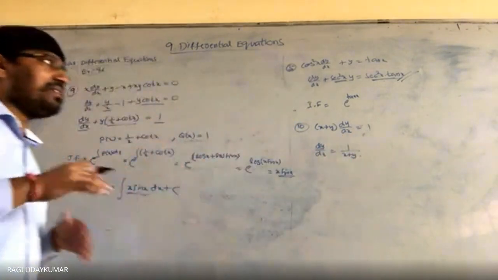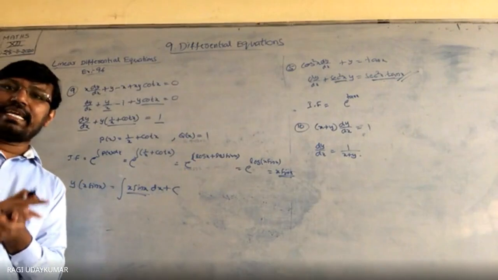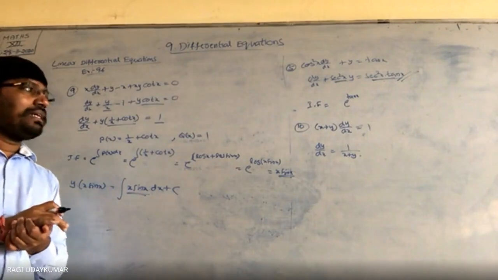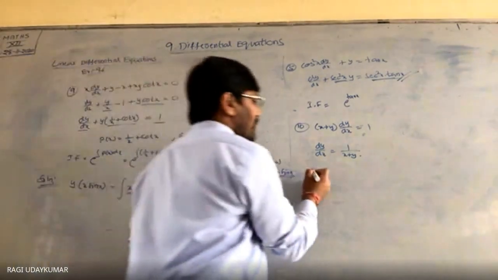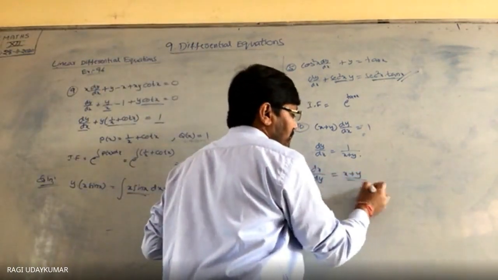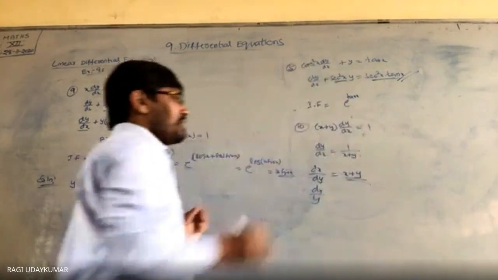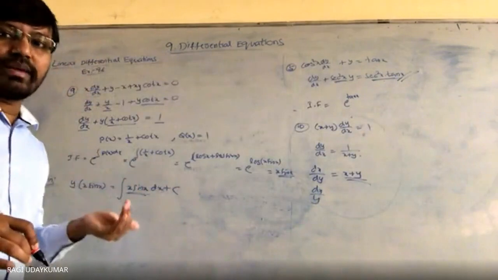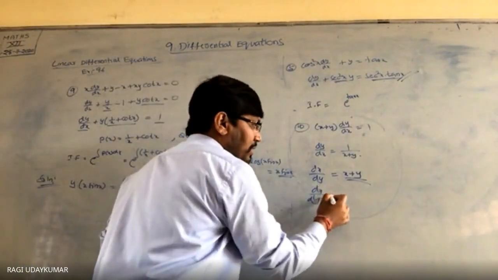So how do we convert this into the required form? This problem cannot be taken as dy by dx. This is actually dx by dy is equals to x plus y. So this model problem is deleted from your syllabus. But what is the method you need to do? Same way, dx by dy.